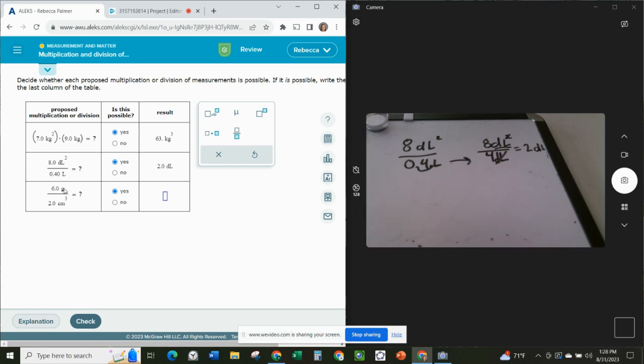Then this one we have a mass and a volume, centimeters cubed. So this one, all we have to do is just do the math. 6 divided by 2 is 3. They both have 2 significant digits. So 6 divided by 2 is 3. And then we have 3.0 to get 2 significant figures. And then our unit is grams per centimeter cubed.